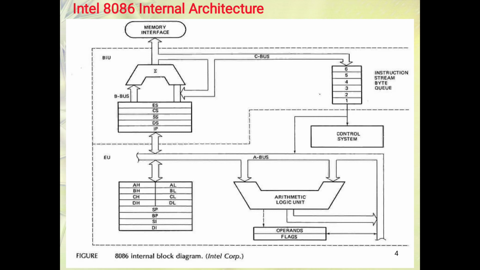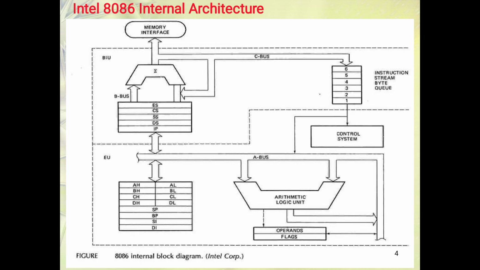Here C bus, A bus and B bus. C bus is the control bus. There are 4 control signals which are to be used here. Memory interface. Right, address bus and data bus.